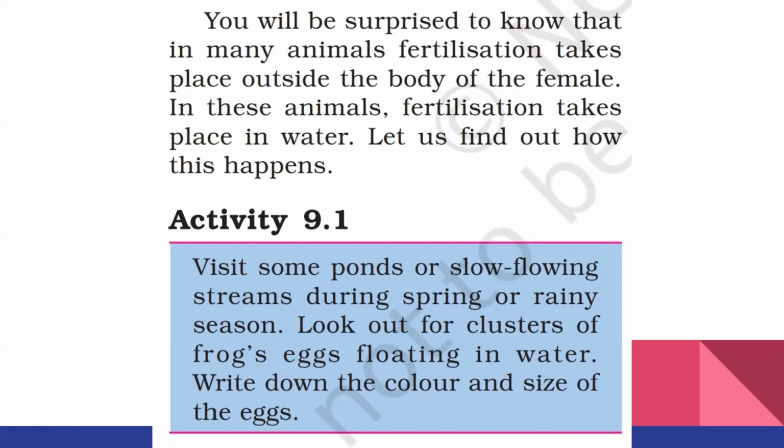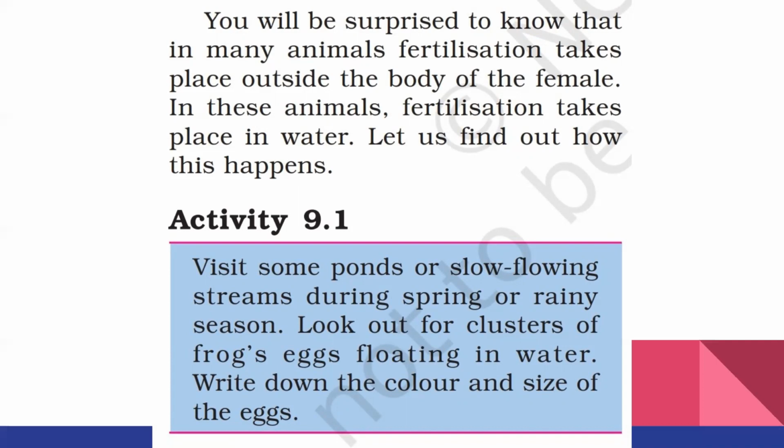If you visit some ponds or streams during rainy season, you can see clusters of frogs' eggs floating in water. It is just like bubbles. One black dot will be there on each bubble. What is that? It is not one egg alone. There will be hundreds of eggs together just floating like a mass. That is what we can observe during rainy season in the pond or streams, spring like places. So that is the frog's egg.